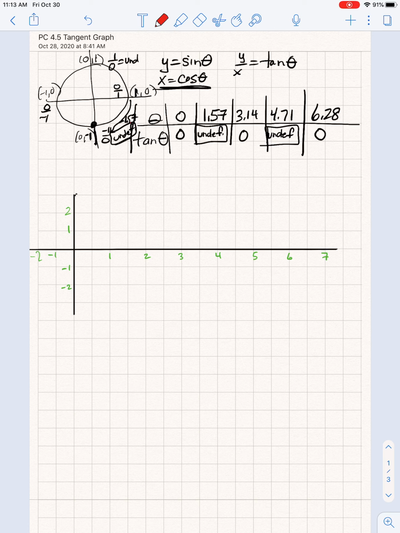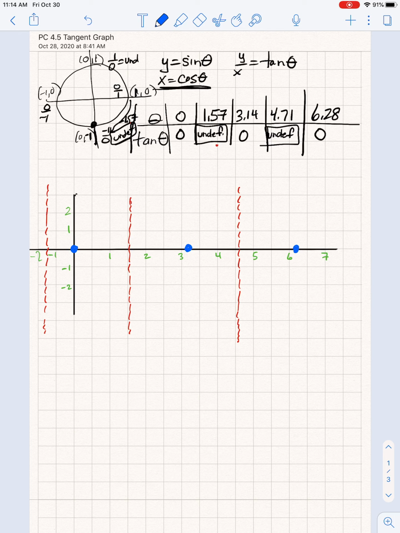So at negative 1.57, we have an asymptote. At positive 1.57, we have an asymptote. At 4.71, we have an asymptote. We could keep going, but I don't want to keep going round and round in the circle, so we'll just go with those. Now, the next thing let's mark are the zeros. At 0, we're at 0. At pi, we're at 0. And at 6.28, we're at 0.